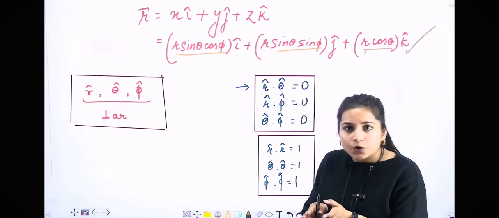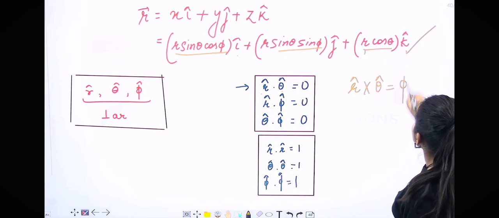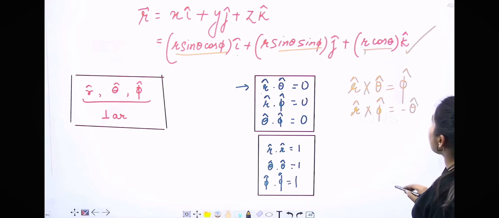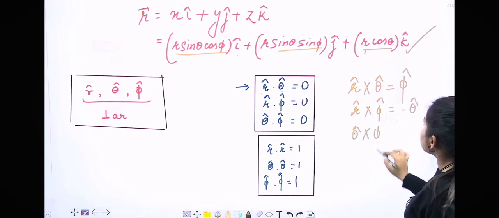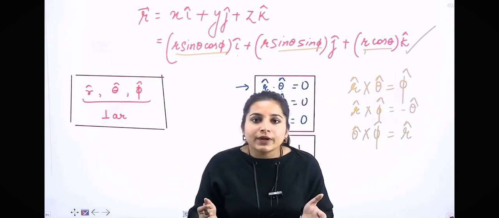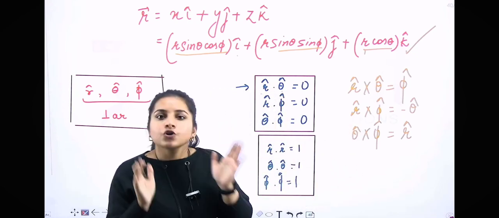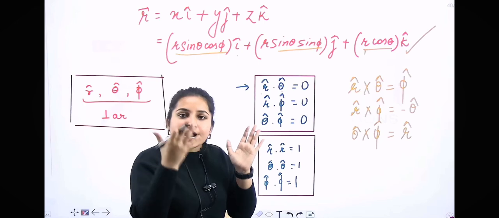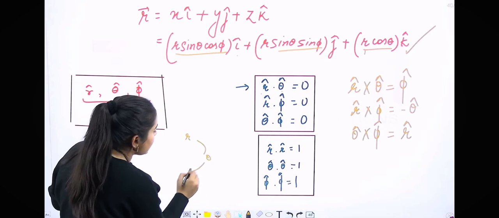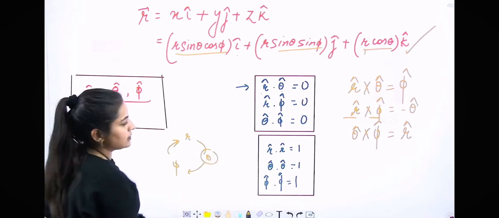And the cross product will give you the vector like r cap cross theta cap will give you phi cap, r cap cross phi cap will give you minus theta cap, theta cap cross phi cap will give you r cap. Because they are mutually perpendicular, the cross product of two vectors gives you the vector that is perpendicular to both the vectors. So dot product 0, cross product will give you the vector that is perpendicular to both the vectors like this. And if you reverse the cycle, r then theta then phi then r, here r cross phi gives minus theta, very easy.